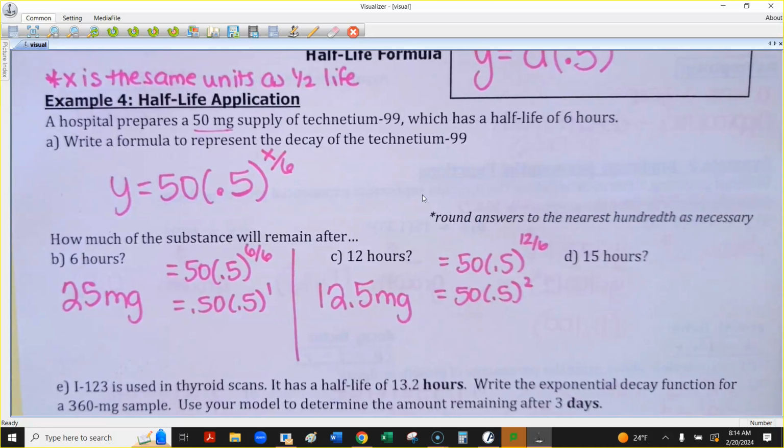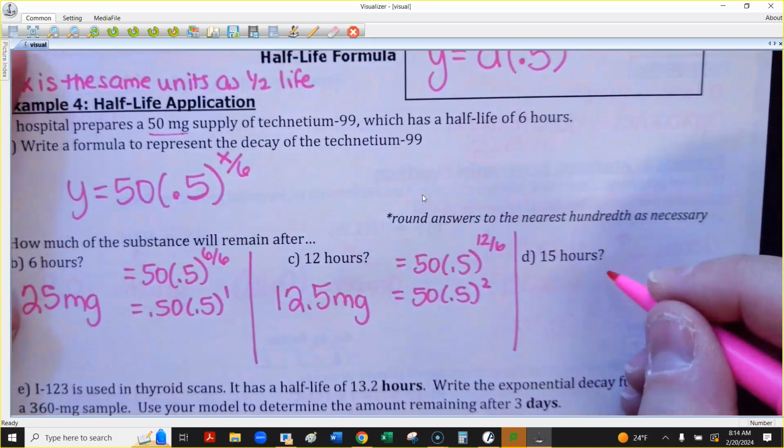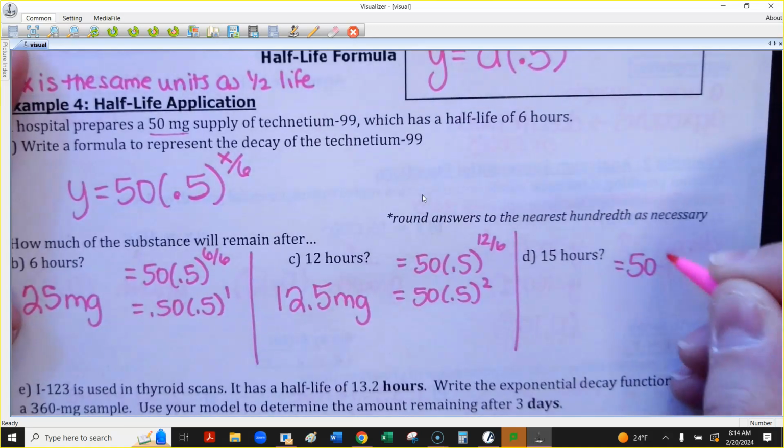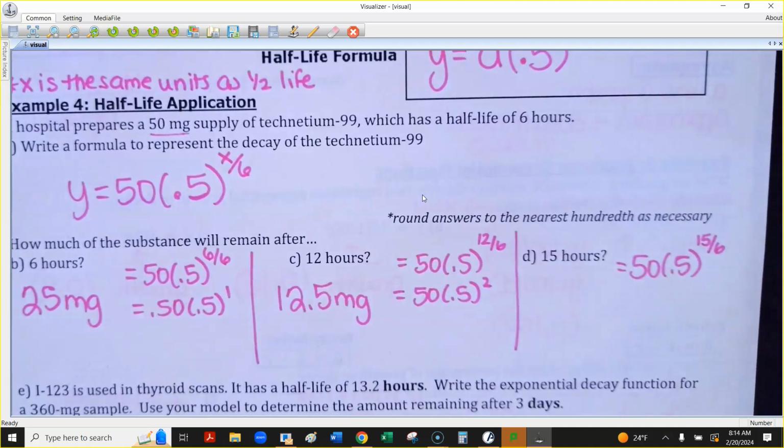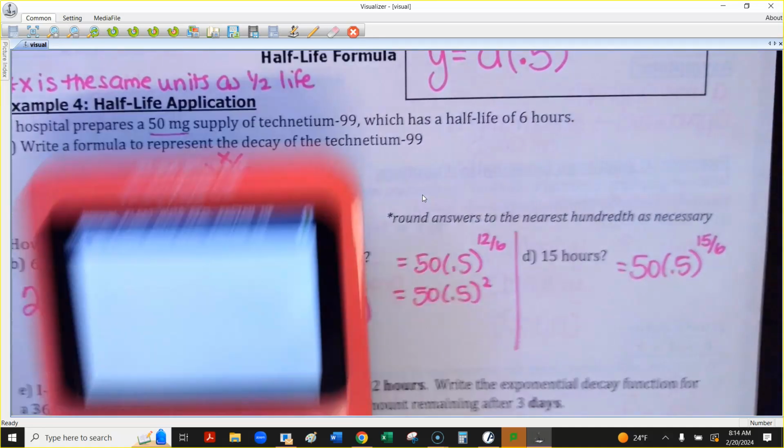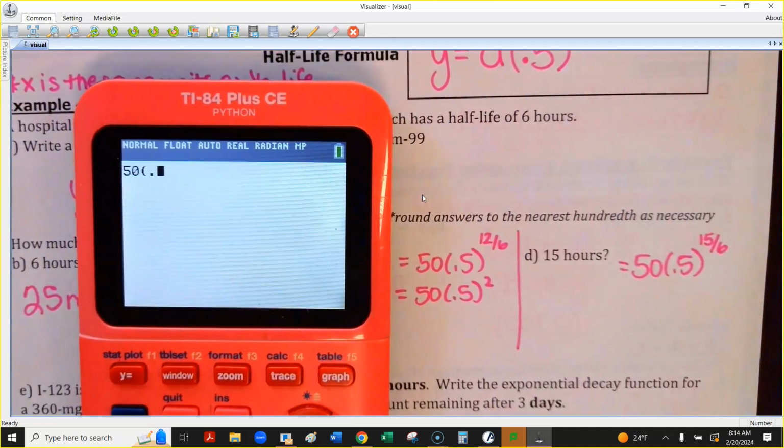Okay, now, you guys figured that out pretty quickly. If I give you something like 15 hours, that's not a full half-life. So in that situation, I would for sure just use the formula. And don't think you're doing anything wrong, because a lot of times these have really weird answers. So I'm just doing 50 times 0.5 in little parentheses.